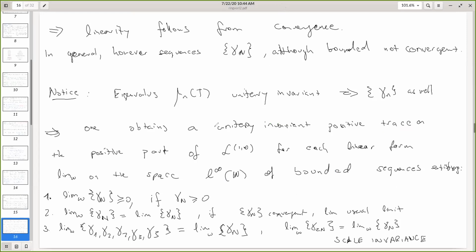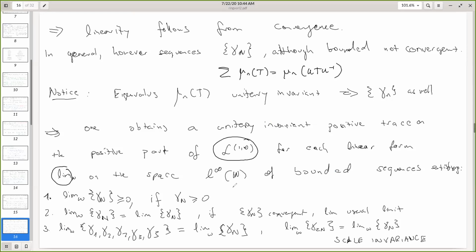But there is a way to make them convergent in a sense, and that's what I'm going to explain right now. So take the eigenvalues γ_n of T. They are unitary invariant. Why? Because you have γ_n of T, the sum here, and this is equal to γ_n of UTU inverse for a unitary operator, and thus the γ_n's are as well. Then one obtains a unitary invariant positive trace on the positive part of these compact operators that are infinitesimals of order 1, for each linear form lim_ω on the space L∞(N) of bounded sequences.